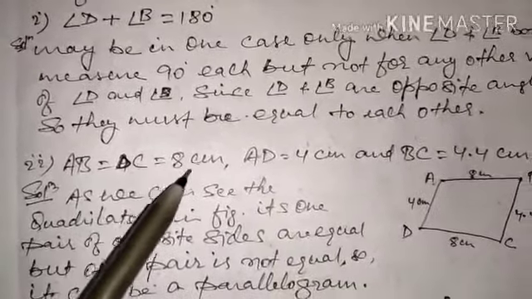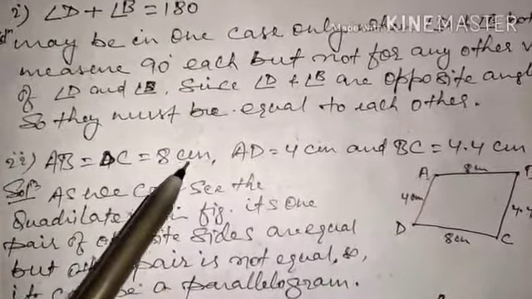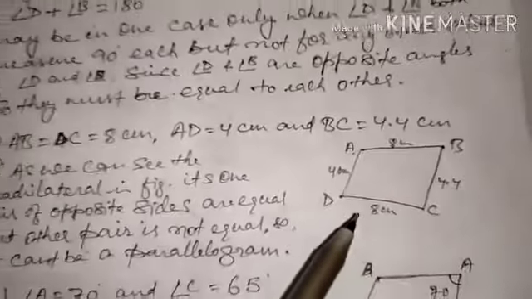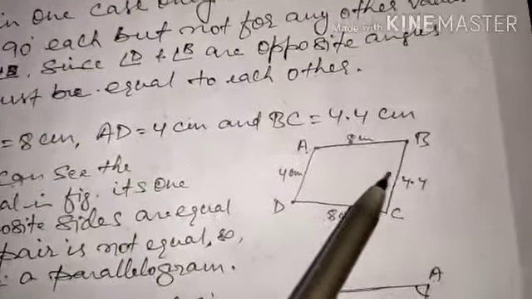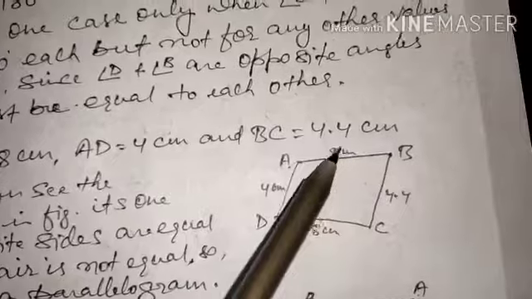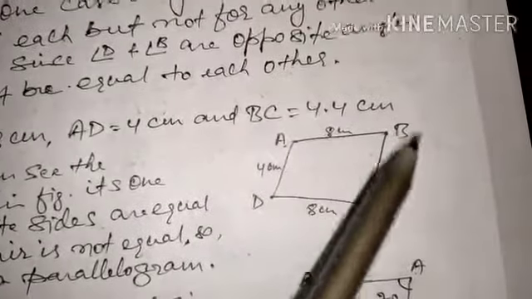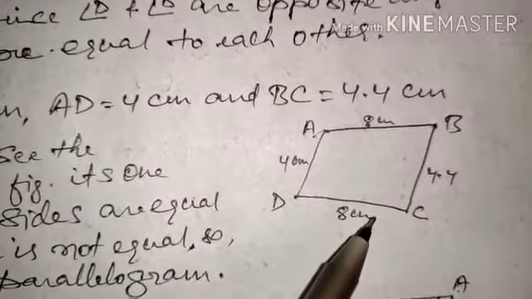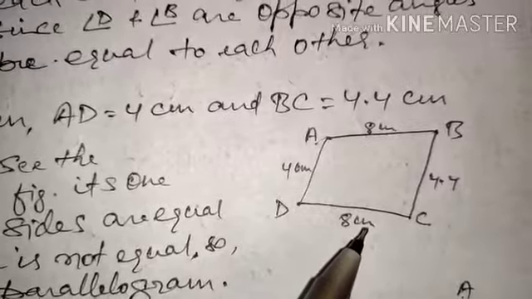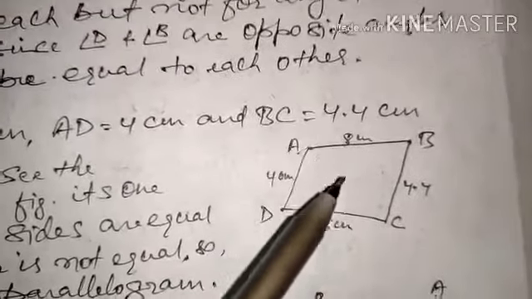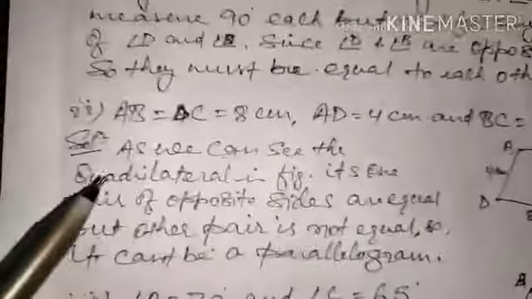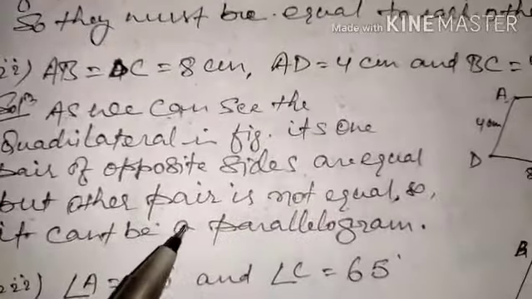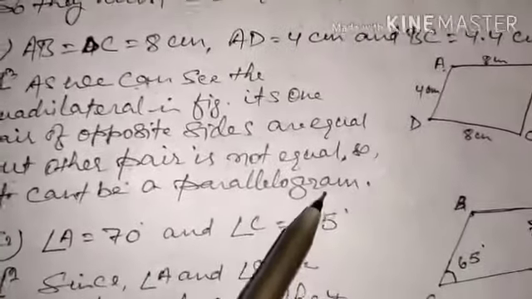AB is equal to DC equals 8 centimeters, AD is equal to 4 centimeters, BC is equal to 4.4 centimeters. Showing the given dimensions in quadrilateral ABCD, you can see AB and DC are equal, but AD and BC are not equal. So we know that in a parallelogram both pairs of opposite sides must be equal and parallel to each other, and here we can see one pair is equal but the other pair is not equal. As we can see in the figure, one pair of opposite sides is equal but the other pair is not equal, so it can't be a parallelogram.